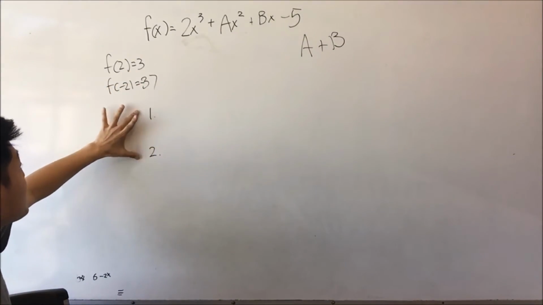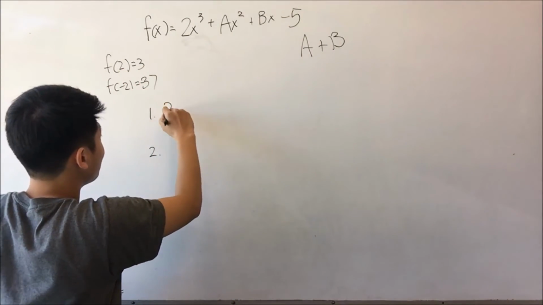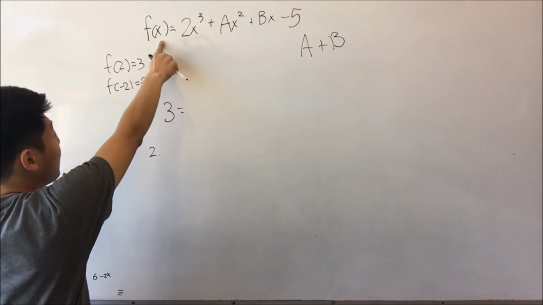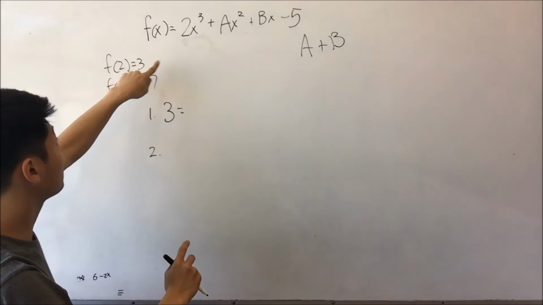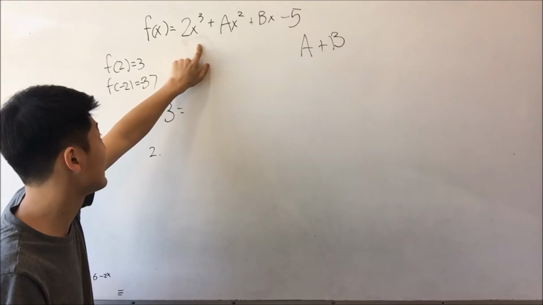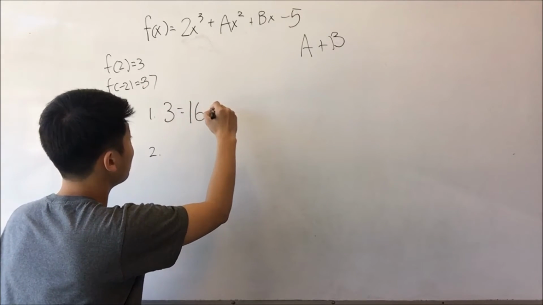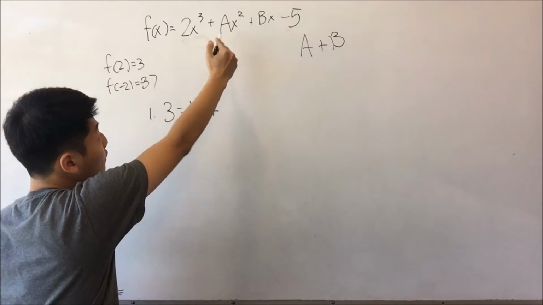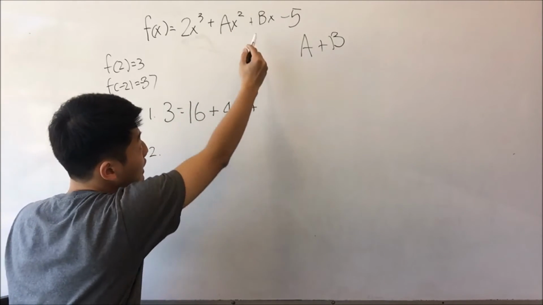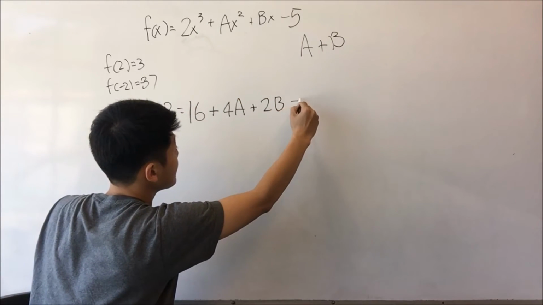First, we get two equations because we got two different values. So first, 3 equals, because when I plug 2 into the x, the 3 will come out from the f of x. So by plugging in, 2 times 2 times 2 is 8, so x to the third is 8. 8 times 2 is 16. So it's 16 plus 2 times 2, 4. 4 times a is 4a, plus 2b, plugging in 2, 2b minus 5.